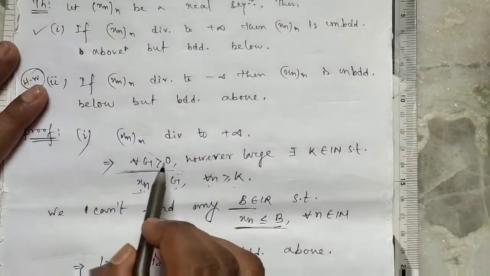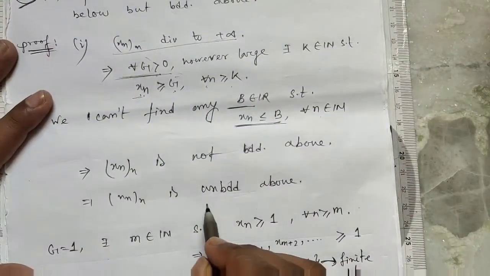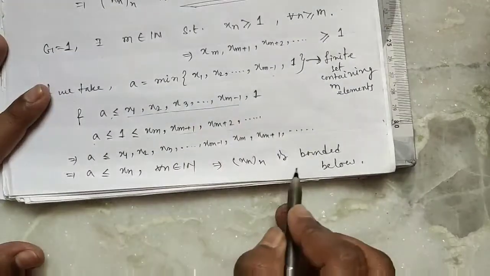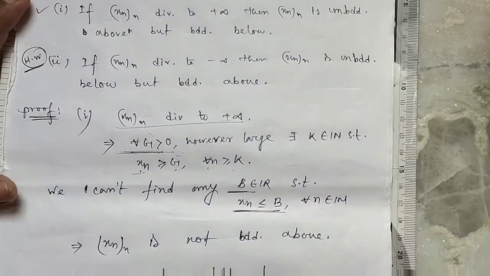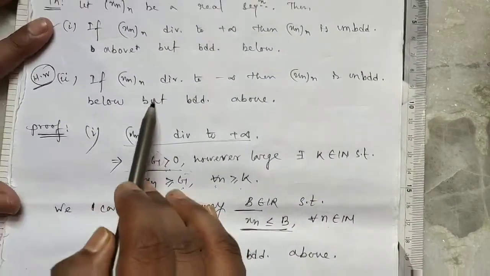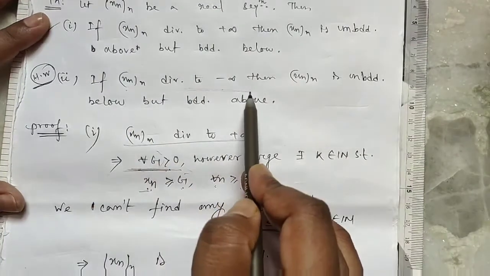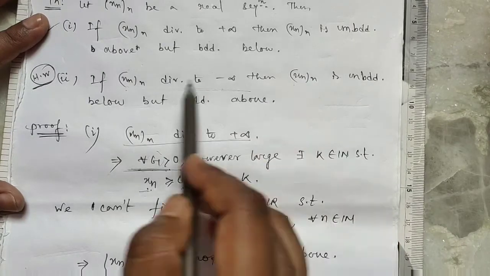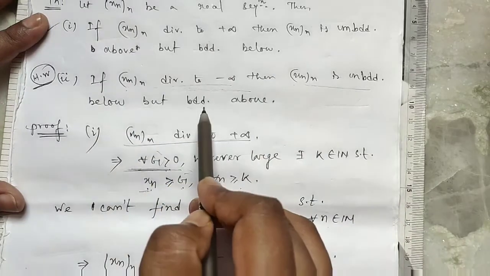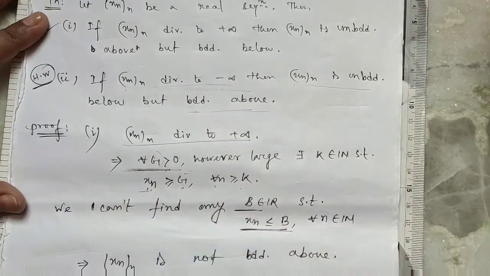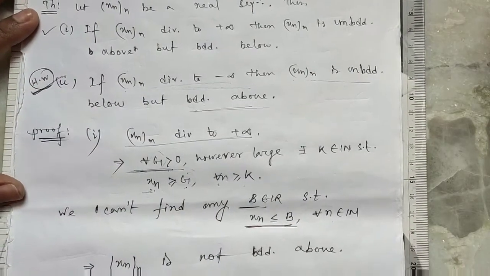So we proved that if a sequence diverges to plus infinity, then it is unbounded above but bounded below. Clear? By a similar process and using the definition of a sequence diverges to minus infinity, we have to prove that if a sequence diverges to minus infinity, then it is unbounded below but bounded above. Similar process as before. This is your homework.